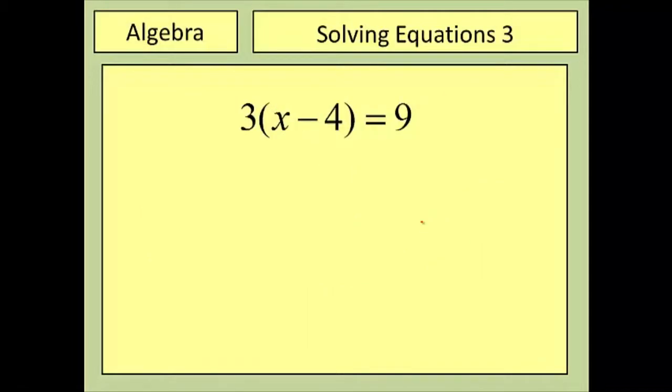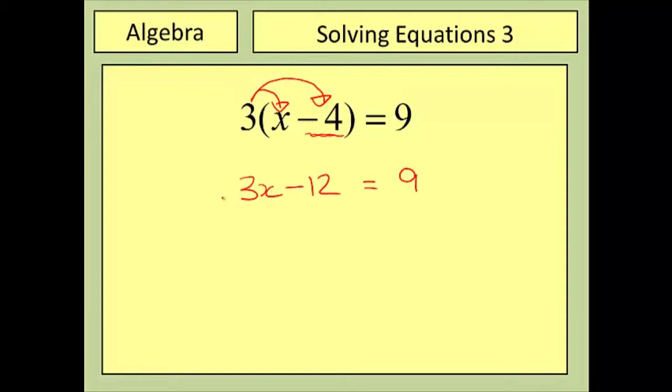In this example, take care. Watch how I approach this one. First of all, it's 3 times x, just as before, which gives me 3x. Now, it's not 3 times 4. You need to think of this as being one whole number. So instead of 3 times 4, this is 3 times negative 4, which gives me a value of negative 12. So I write that like this: 3x take away 12. And again, just like before, that's equal to 9.